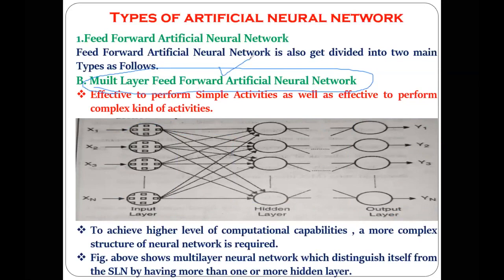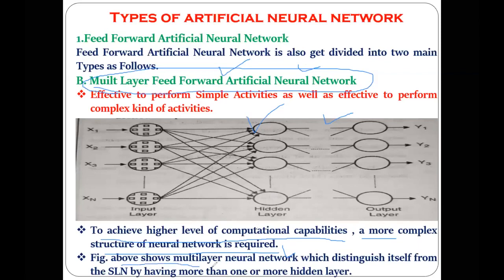Understood? Yes, sir. That is called the multi-layer feed-forward network and it looks like this. So the same thing I have put in the theoretical way. To achieve a higher level of computational capabilities, a more complex structure of neural network is required. Now, this structure is more complex as compared with the previous structure, yes or no? Yes, sir. Definitely, the structure will keep becoming more complex when you have to perform more complex activities. Neurons will increase the more complex the activities you want to perform.